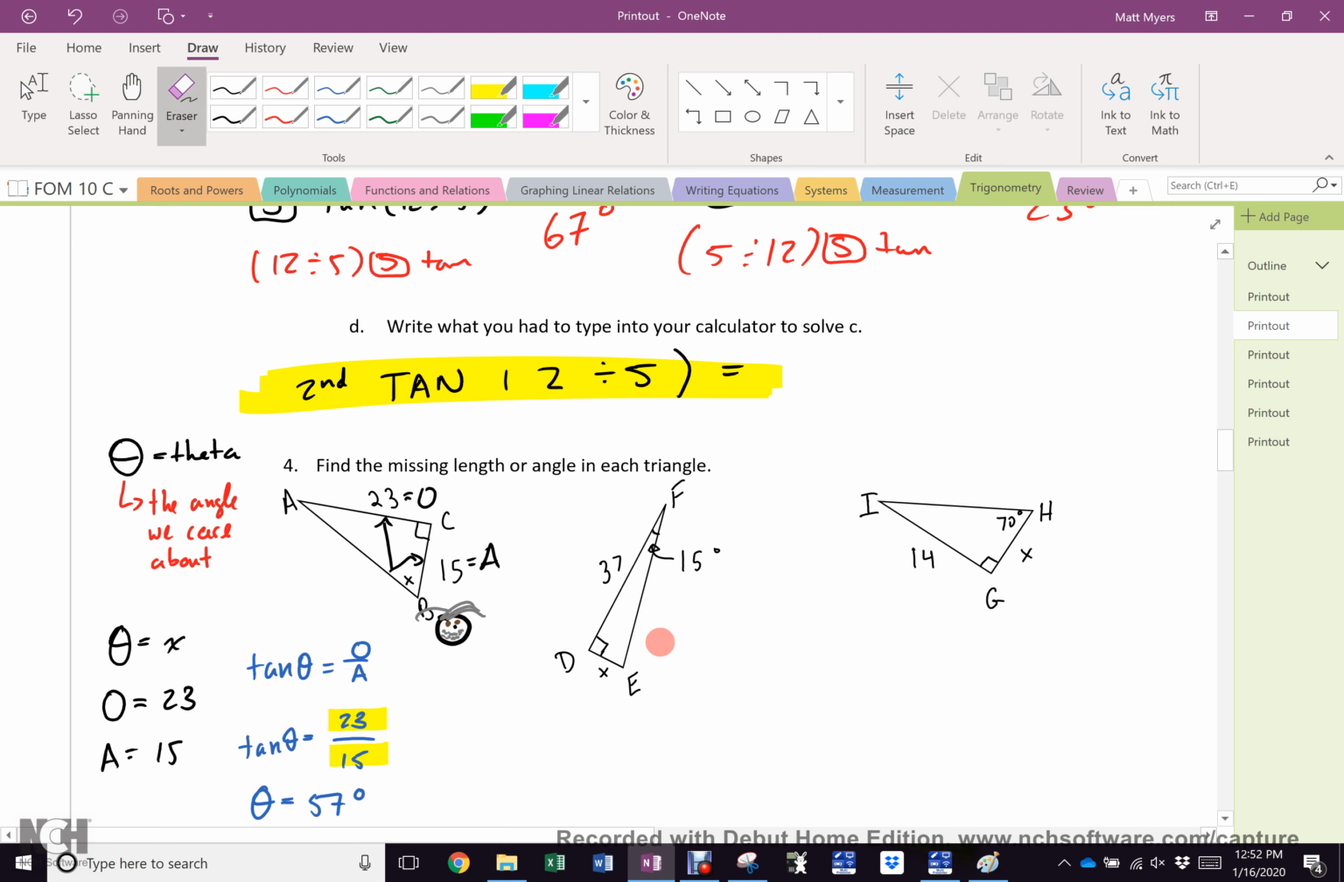Okay. Do I have an angle that I care about? Because remember, theta is an angle. Do I have an angle in this triangle that I should deal with? 15, because I know what it is, 15 degrees. So theta equals 15. Once I decide on theta, where should I go?